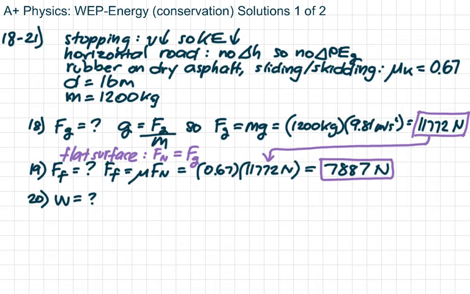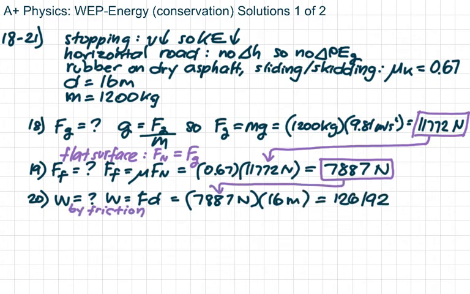I know that W is FD. Work in this case is done by friction. That's why they asked you to find the friction force. So I will put in the 7,887 newtons and the distance it went, which would be 16 meters along the ground. And so we get 126,000 joules, not newtons this time, but joules of work done.